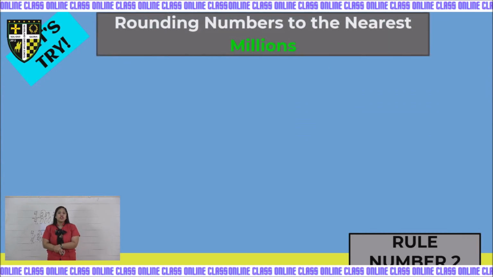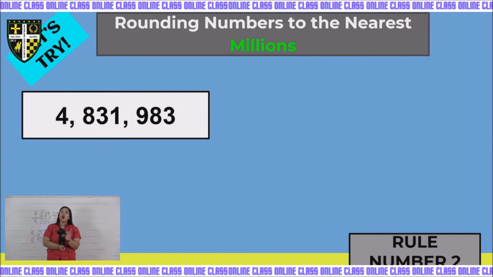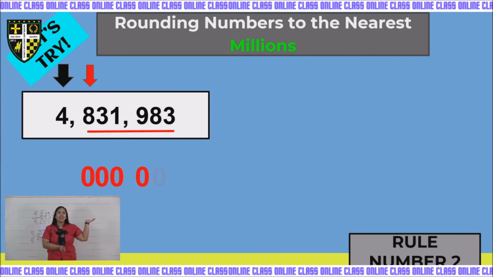And rounding to the nearest millions. So 4,831,983. So the digit in the millions place is 4. Very good. And we will look now at the digit on the right side, which is 8. Very good. And 8 is greater than 5. So meaning we will add 1 to 4, and 8 going to the right will be zeros. Very good. And 4 again will become 5. Very good. Why? Again, because the digit on the right side is greater than 5.